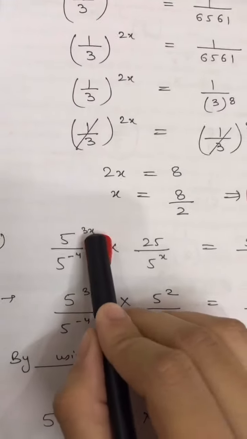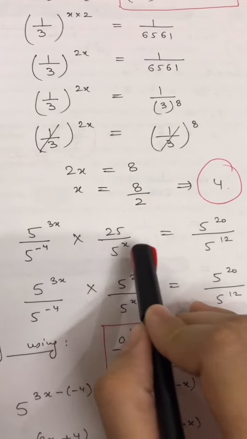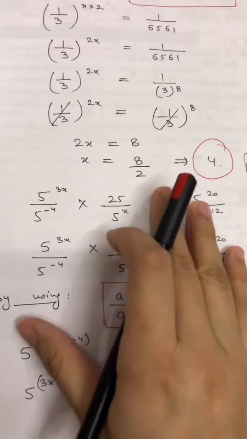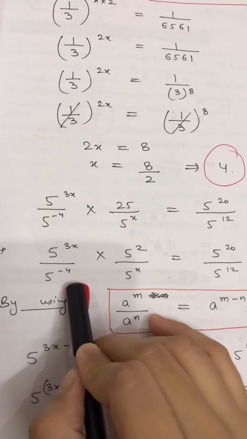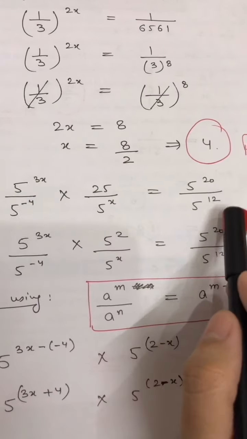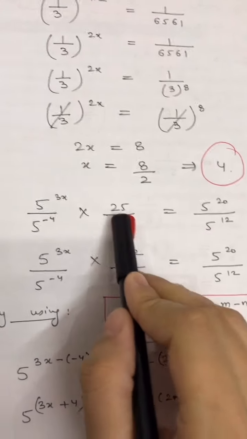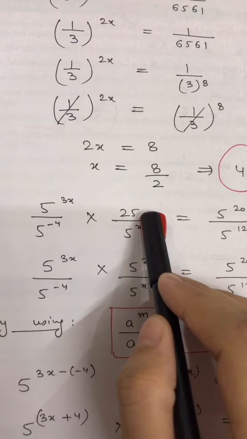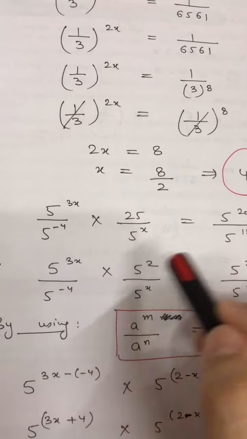5 raised to power 3x upon 5 raised to power minus 4 into 25 upon 5 raised to power x is equal to 5 raised to power 20 upon 5 raised to power 12. Okay, now this will be as it is. You have to first of all check it out. All the values are in the power of 5. This is different, it's 25. Okay, now you have to change this number in the form of 5 raised to power something.